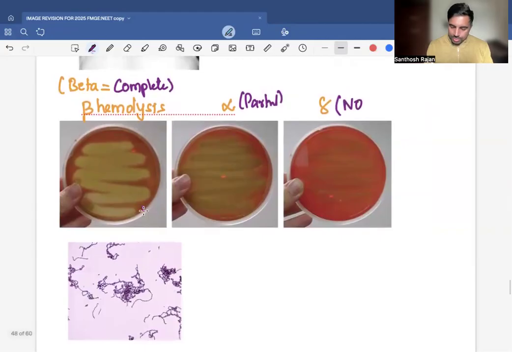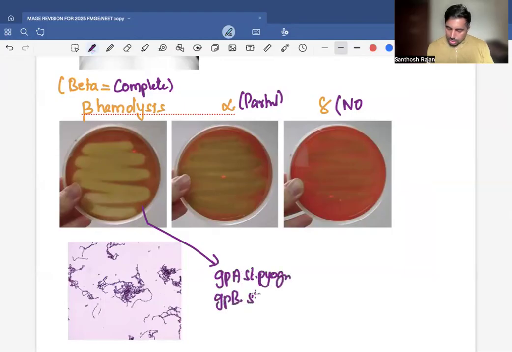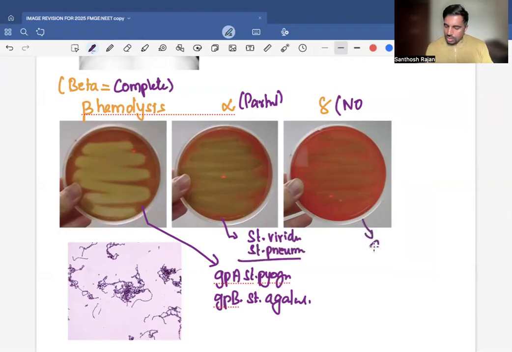For complete hemolysis, two examples. Write it here. Group A, that is Streptococcus pyogenes, and group B, that is Streptococcus agalactiae. Alpha, only two things: Streptococcus viridans, the partial one, and the other is Streptococcus pneumoniae. And here, no hemolysis means Enterococcus. Sometimes they say Enterococcus can be alpha, beta, or gamma also, but mostly it is gamma.